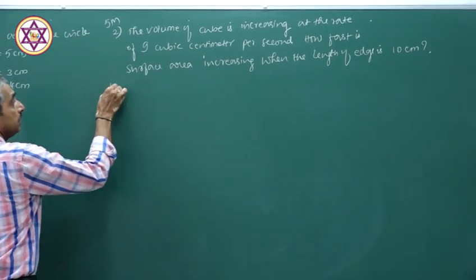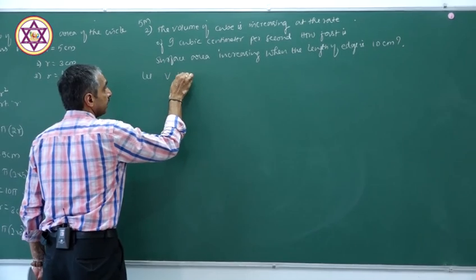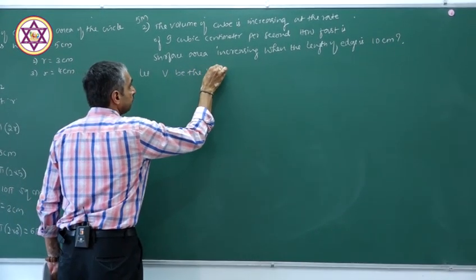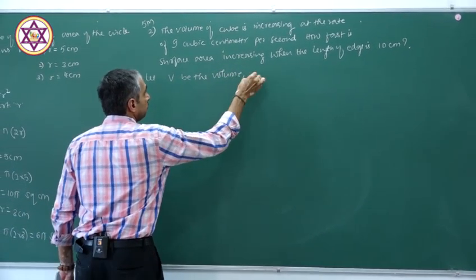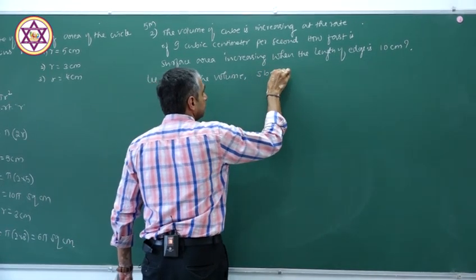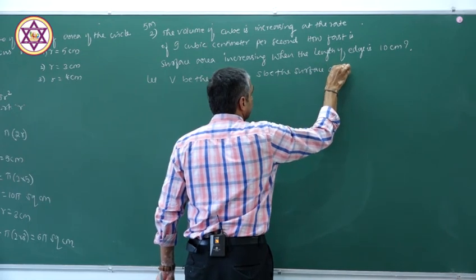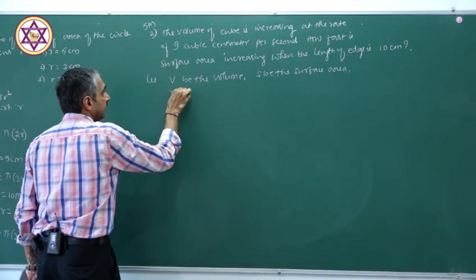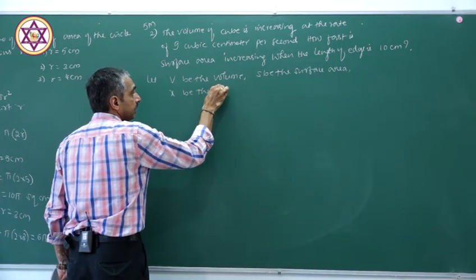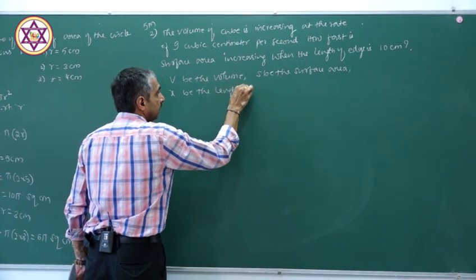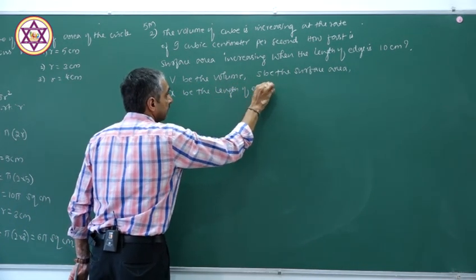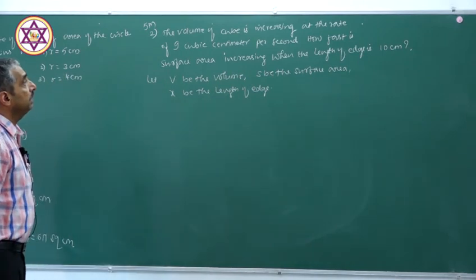Initially you can write: let V be the volume, S be the surface area, and x be the length of the edge. So, now what are the given data?